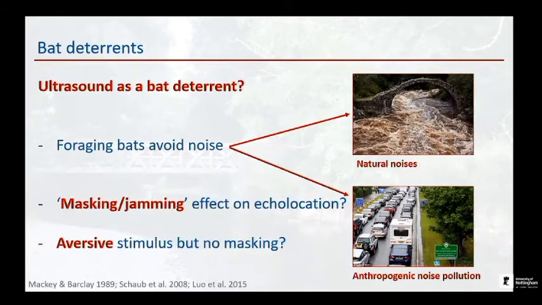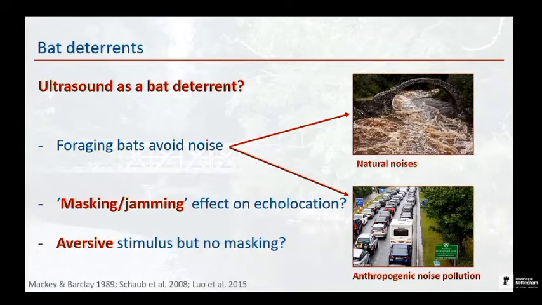So what about acoustics, or ultrasound, high-frequency sound as a bat deterrent? As many of you probably know, bats rely on echolocation to orientate and capture prey in the environment, and therefore they're really dependent on the soundscape that they exist in. Foraging bats have been known to avoid ambient areas of ultrasound for quite some time, whether from natural sources such as turbulent water, or indeed anthropogenic noise pollution such as traffic noise.